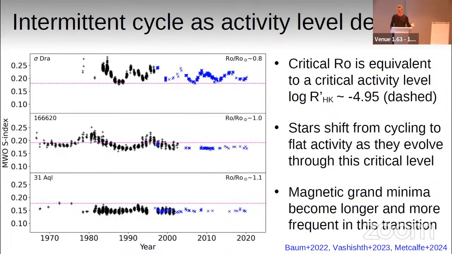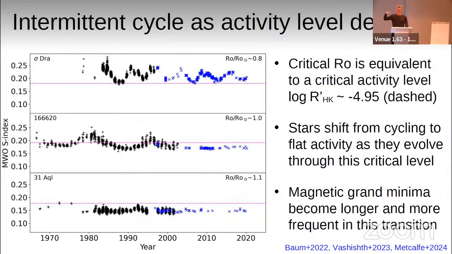the first confirmed Maunder minimum star, where it had cycles during the Mount Wilson survey, but then since then has shown 20 years of constant activity. So it's gone into hibernation. And its critical activity level is there at about its average activity level. So it's evolving. You might expect that as stars evolve through this critical activity level, the cycles can become intermittent, and you see these effects like grand minima.